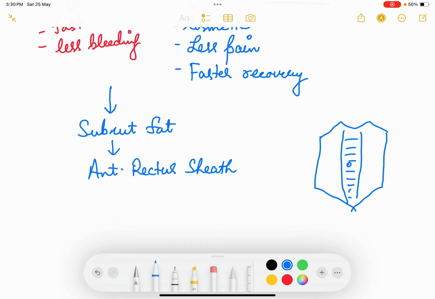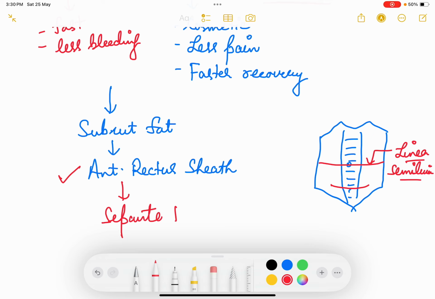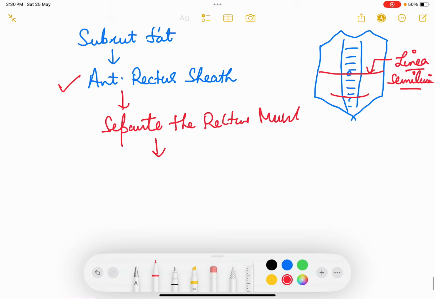But below the level of the umbilicus you do not have a posterior rectus sheath. The posterior rectus sheath ends in the form of the linea semilunaris. Linea semilunaris is the ending point of the posterior rectus sheath. So if you are giving a Pfannenstiel or a horizontal incision, you encounter the anterior rectus sheath. After that you separate the muscles. We generally do not cut the muscles. Both the rectus muscles are separated from one another, and you do not have a posterior rectus sheath because it has ended at the level of the linea semilunaris.